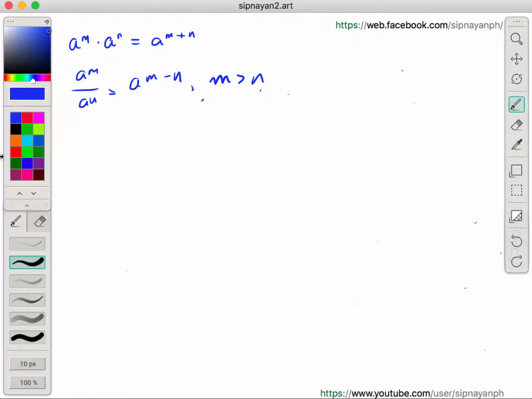So ito yung napag-aralan natin from the previous videos. A raised to m times a raised to n is equal to a raised to the m plus n. And then we have a raised to m over a raised to n, is equal to a raised to m minus n, where m is greater than n. So hindi ko na-explain to kasi na-explain ko na sa previous videos. Kung gusto nyong malaman yung detalye nitong dalawang to, you can watch the previous videos.